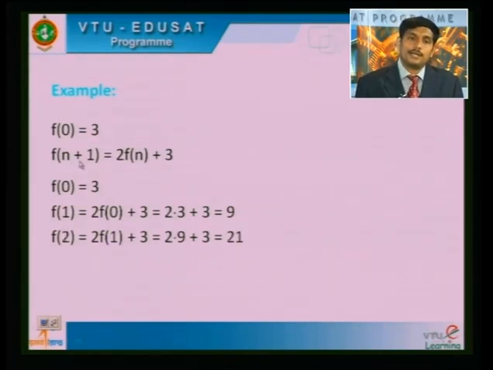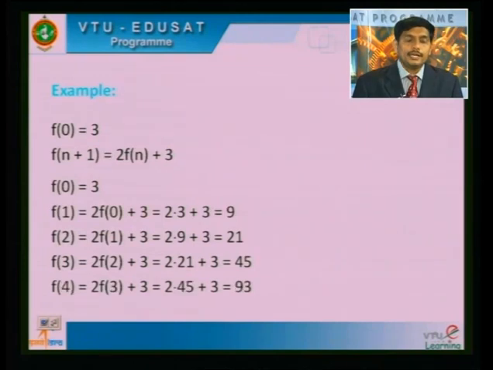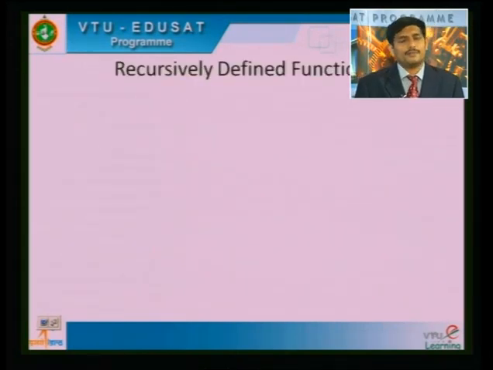Next, if you put n is equal to 1, you get f of 2. f of 2 is equal to 2 times f of 1. You already found the value of f of 1, that value is equal to 9. If you substitute it there, that becomes 2 times 9 plus 3, that becomes 21. Similarly, we can evaluate the value of f of 3: put n is equal to 2 in the recursion formula and you get 45. In f of 4, similarly, 2 times f of 3 plus 3, that is 2 times 45 plus 3, that becomes 93.